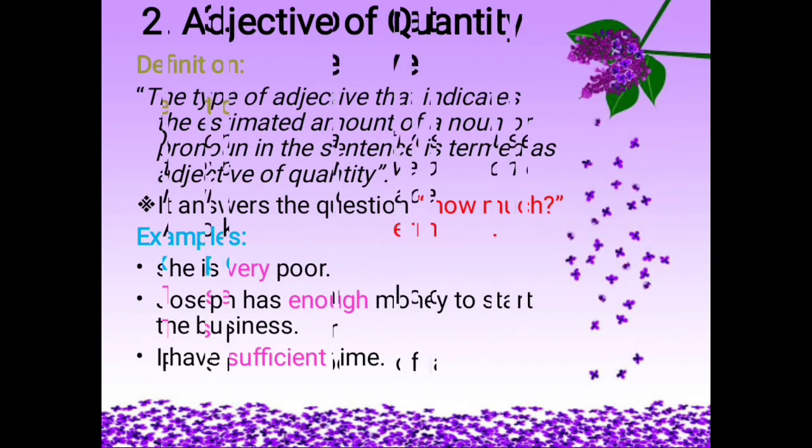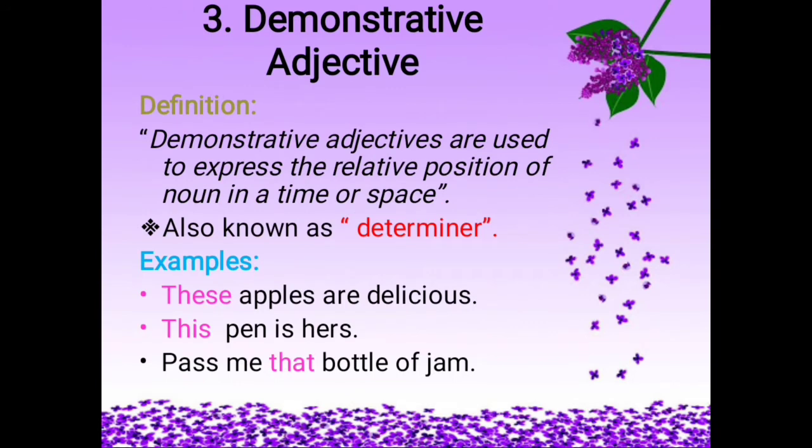Adjective of quantity. And the third one is demonstrative adjective. Demonstrative adjectives are used to express the relative position of a noun in time or space. It is also known as determiner. These apples are delicious. Now here these is what? These is a demonstrative adjective and apples are noun. So these apples are delicious. This pen is hers. Pen is what? Pen is a noun and this is a demonstrative adjective. Pass me that bottle of jam. Now that is what? That is a demonstrative adjective and bottle is a noun.